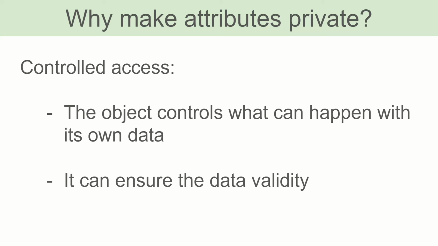If objects control access to their own variables, then they can decide what happens with their own data. And part of that is ensuring that the data is always valid. I think in the problem sets, I had an example of a circle object, and the setter method ensured that it was never possible to set a negative radius for a circle, because that wouldn't make any sense to have a circle object with a negative radius.